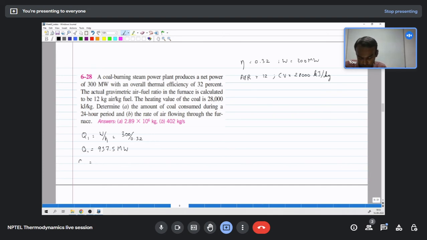Heat input should be m dot into CV. Now CV is given, and so we can calculate the m dot. So m dot is Q1 divided by calorific value, which is 937.5 into 10 power 3, I will have it as kilojoules per second, and divided by 28,000 kilojoule per kg.